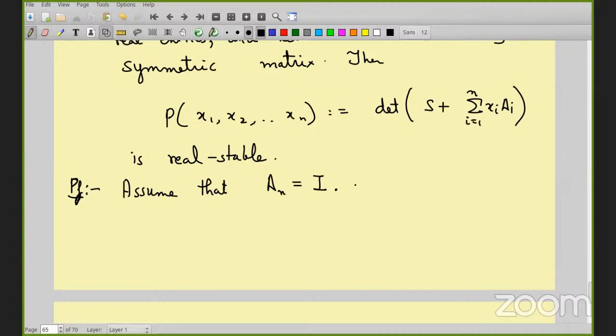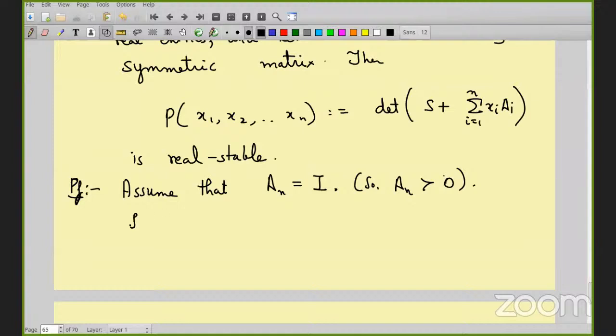Because one of them is strictly positive. In particular, let's say it's equal to identity. So let's see that at least with that assumption, it's strictly positive. So let's see that with that assumption we can do it.